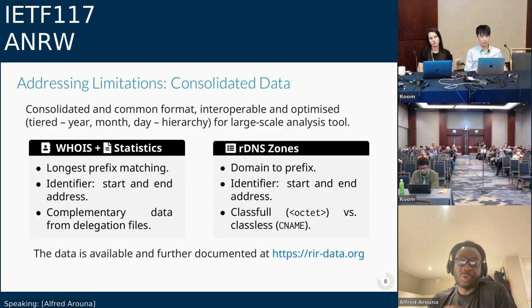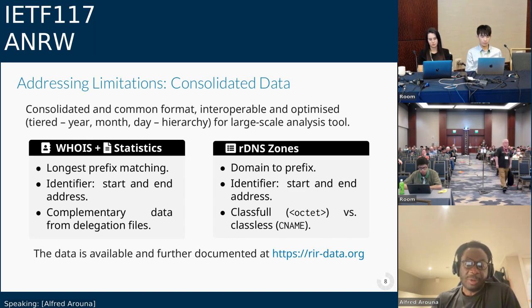So how do we proceed? We propose our consolidated data in a common format, which is interoperable and optimized. We organize the data in a year, month hierarchy, so it's possible to do longitudinal analysis, and the data is also designed to support large-scale analysis tools. We base our work on longest prefix matching, and we create what we call an identifier. We have a start and end address that we use as a key for each record from the WHOIS. We rely on the delegation file to complement missing information from the WHOIS.